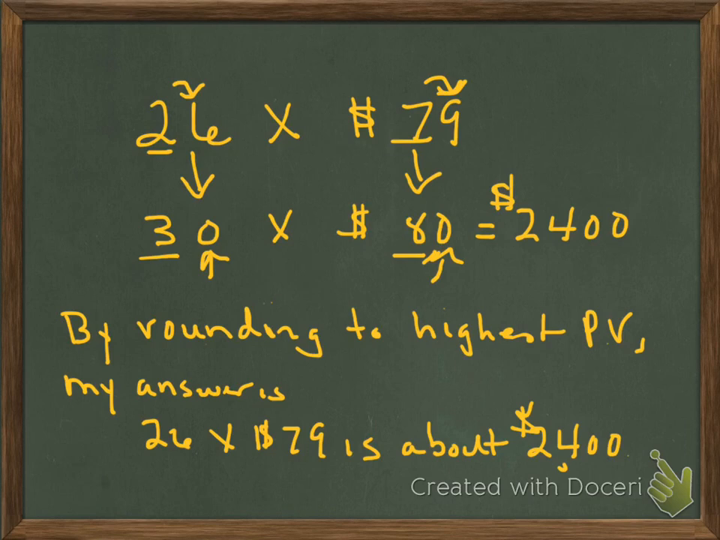Now, can you explain why 2,400 and 2,000 are both reasonable estimates? Let's keep going.